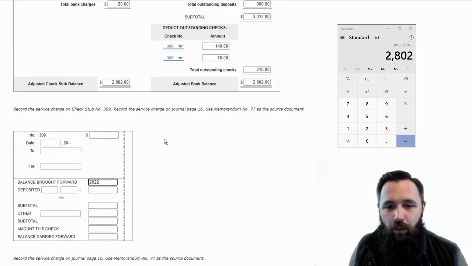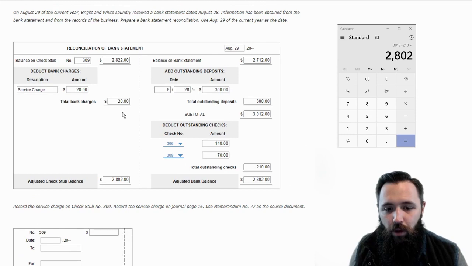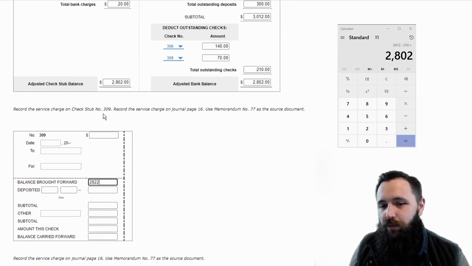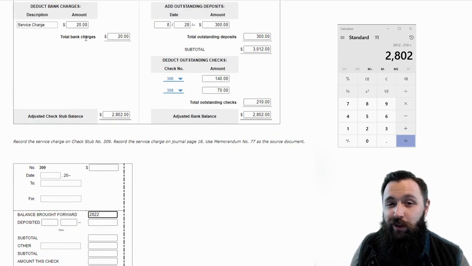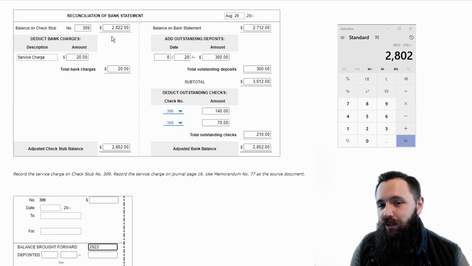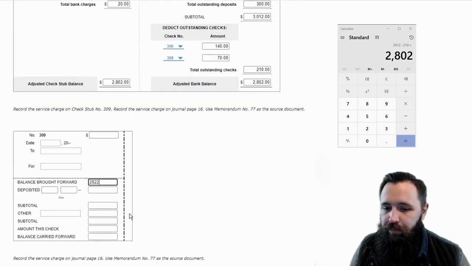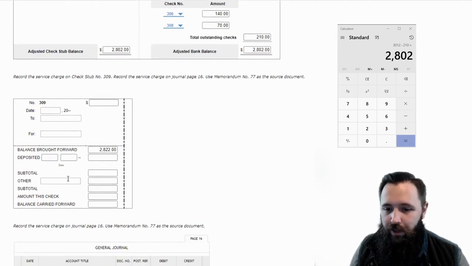Why do you do that? Well, because we're about to record this in here, okay? We're about to record it, and if we put the new adjusted check stub balance, we're really going to record a service charge, or we're going to bring this old account and subtract $40 from it instead of $20, and that number is going to be wrong. So was there any money that we have here that's being deposited? No, at this time, no, it is not.